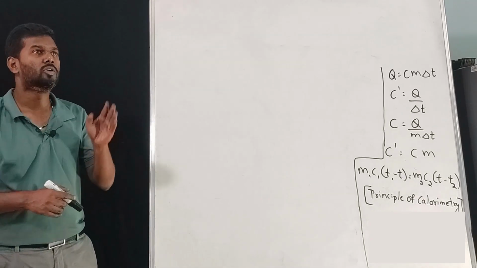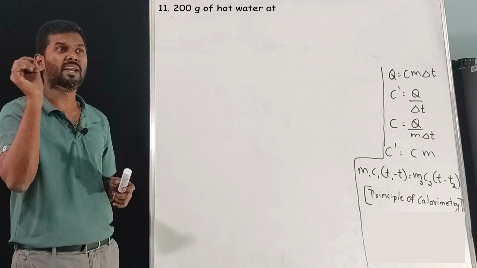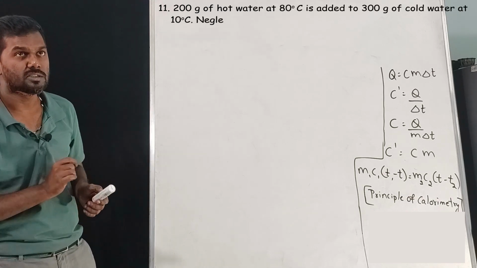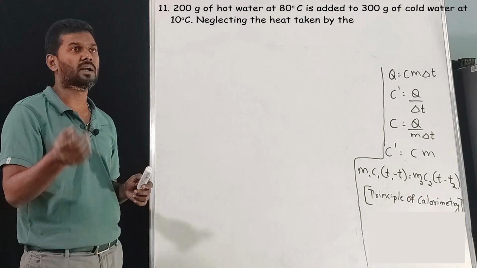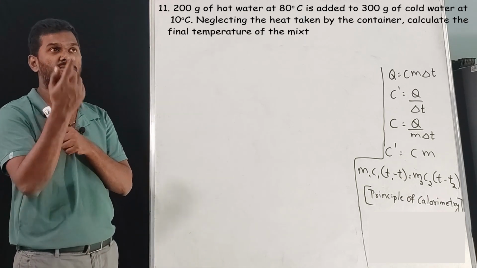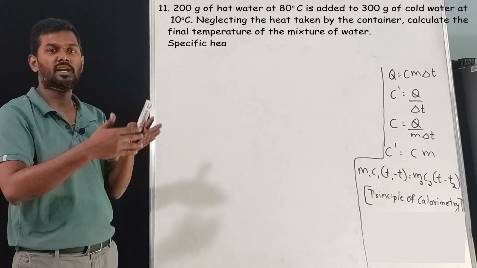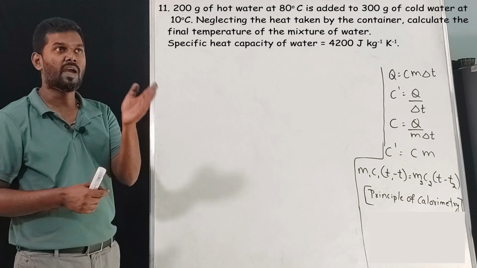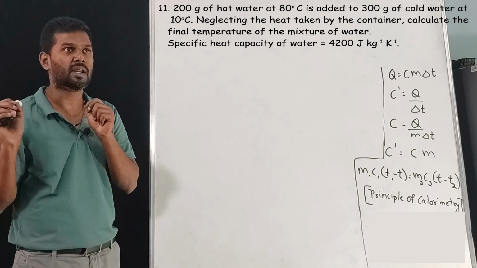Our next question: 200 gram of hot water at 80 degrees Celsius is added to 300 gram of cold water at 10 degrees Celsius, neglecting the heat taken by the container. That means assumption. The previous question we know, right? Assumption, that is what they are saying. Heat energy lost is equal to heat energy gain. That is what they are telling in a different way. We have to neglect the heat taken by the container.